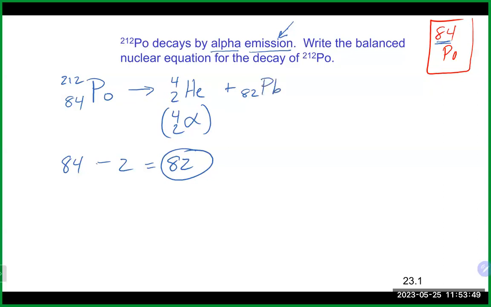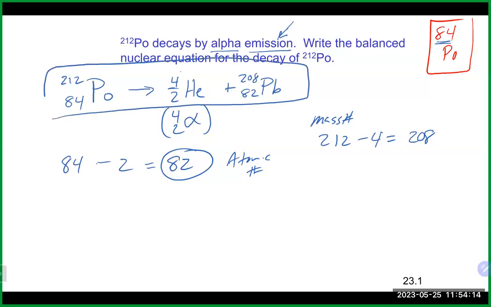Now we will do the exact same thing for our mass number. If we look at the mass number on the left, that is 212. On the right, we do have a 4. So it's a lot of math there. That's 208. I'm going to go without the aid of a calculator and hope for the best. That's going to be 208 there. And now this would represent our balanced equation. And again, you could absolutely use the alpha symbol there if you like. Any questions on that? Yeah.